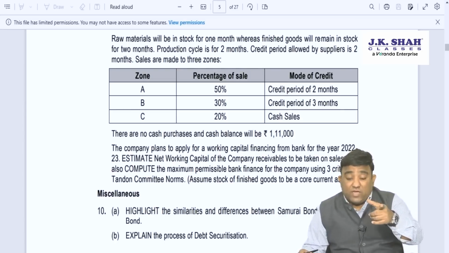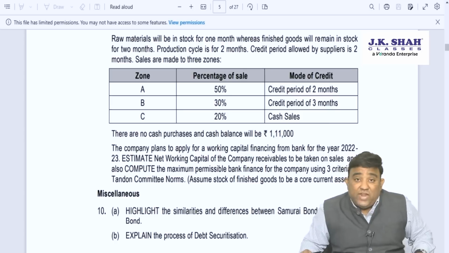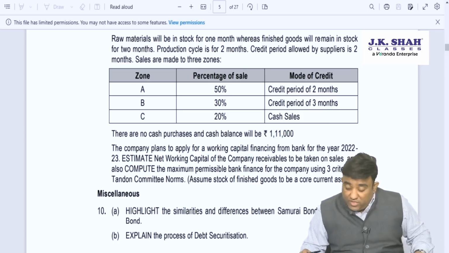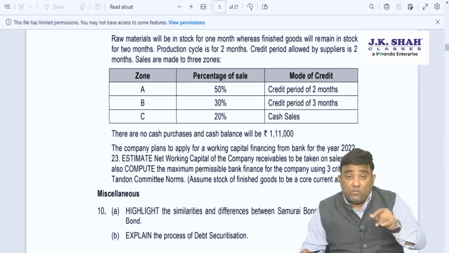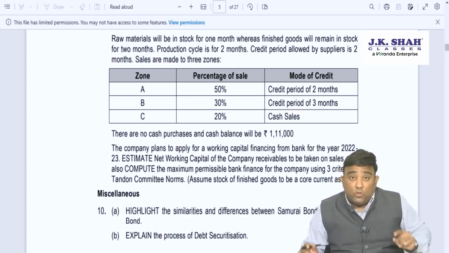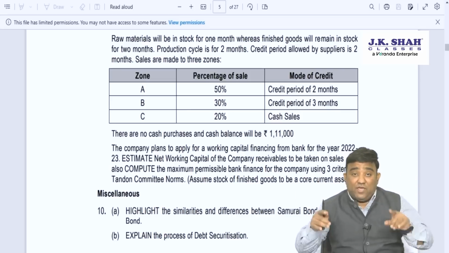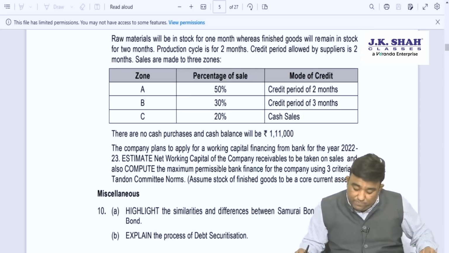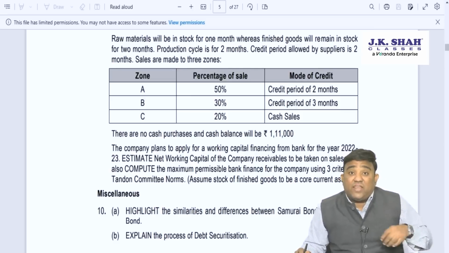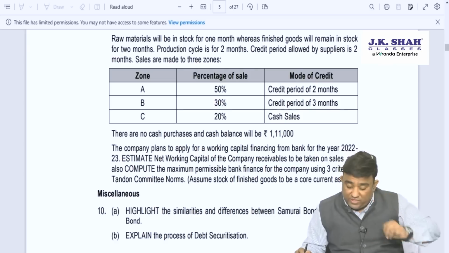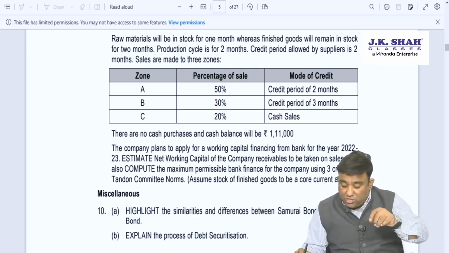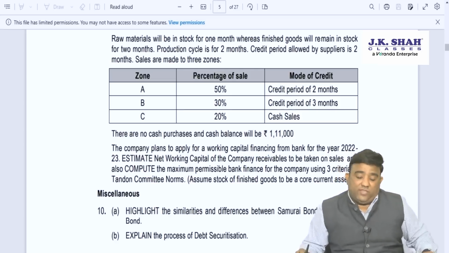Student, very unique. Normally, investment in debtors in the working capital chapter is always computed on cost. Exceptionally, here they have given it on sales. You have to calculate debtors on sales, not on cost. I repeat, your debtors are computed on sales, specifically given. Also compute the maximum permissible bank finance, that is, the recommendation of the Tandon Committee, 3 methods given, by using the 3 criteria of the Tandon Committee, assuming the stock of finished goods to be a core current asset.